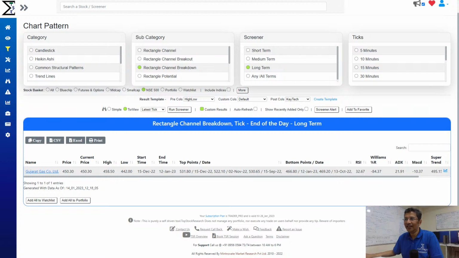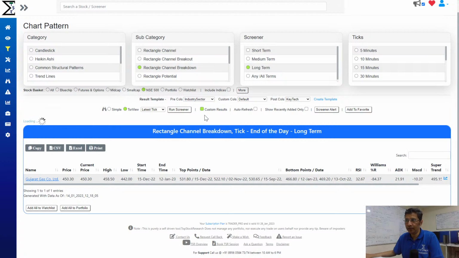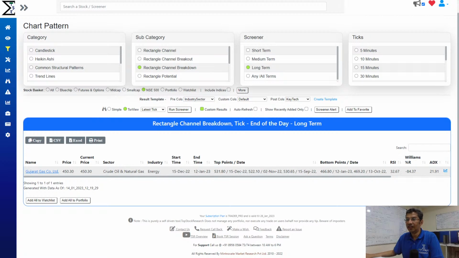The second thing is you can create your own template. When you look at these templates, instead of these standard set of columns, you can have your own custom columns. That's where you can see the code also. For example, if I'm just using industry and sector, if you want to see where it belongs to, you'll see that industry and sector is here.